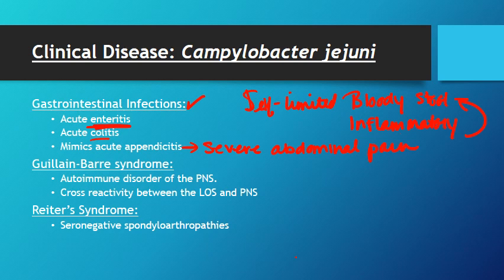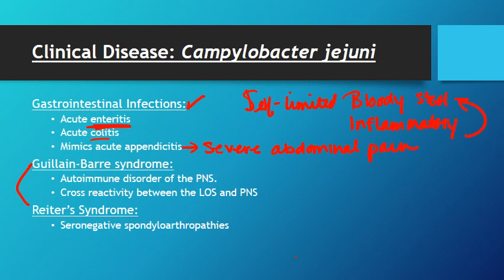So when you see these acute appendicitis-like symptoms, that's actually most often associated in immunocompromised patients, and that's where you'll also get like a chronic enteric infection. I also mentioned here Guillain-Barré syndrome and Reiter's syndromes. Both Guillain-Barré and Reiter's have been associated with Campylobacter infection.